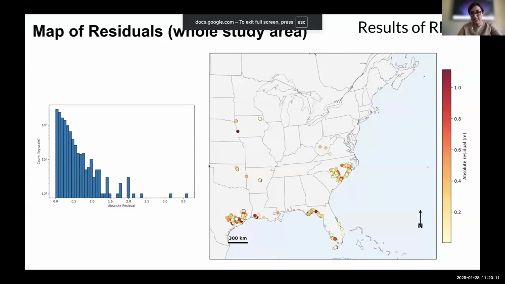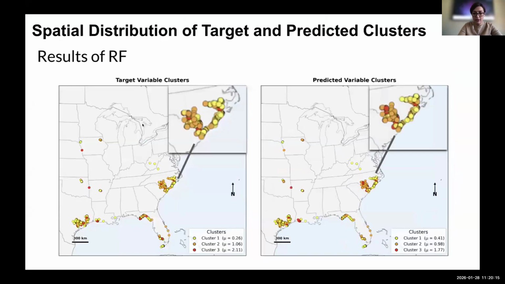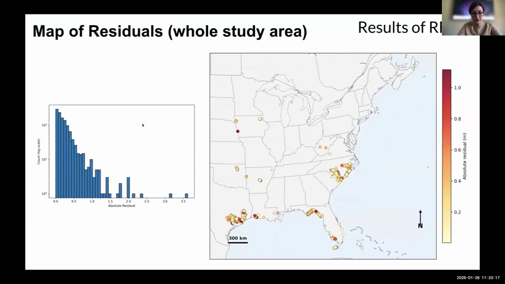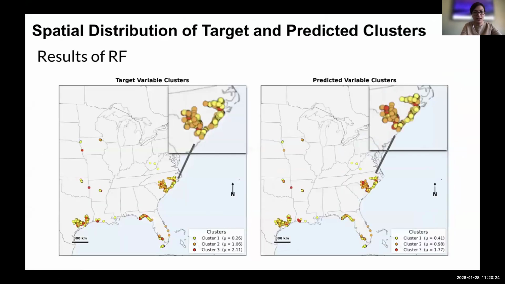And so here you can see the absolute residuals in meters for the data set that we had, and also based on the histogram, the performance is good with the random forest model.